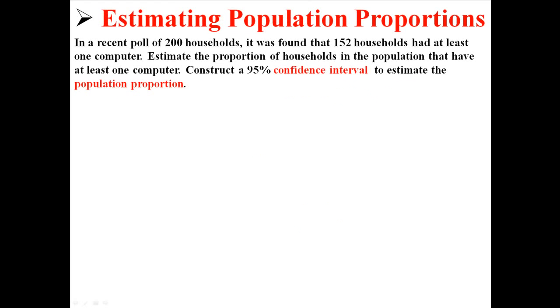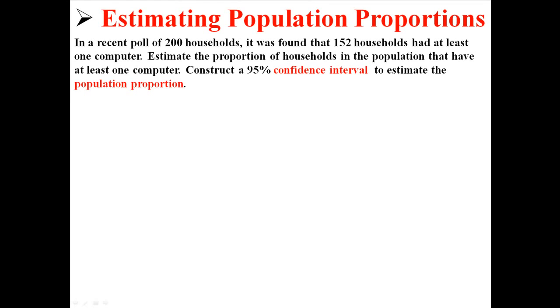So let me give you an example of what we're doing here. In the last lecture I had this. In a recent poll of 200 households, it was found that 152 households had at least one computer. Estimate the proportion of households in the population that have at least one computer, and then construct a 95% confidence interval to estimate the population proportion.